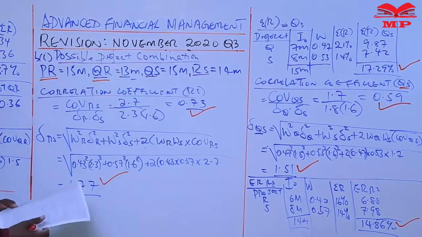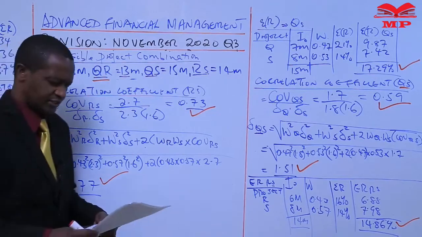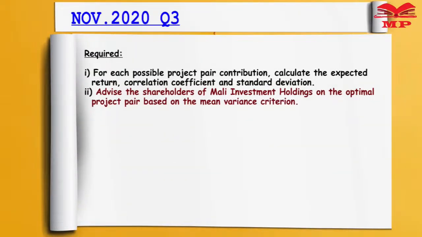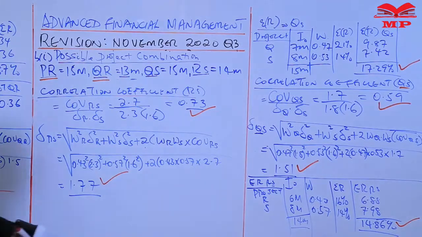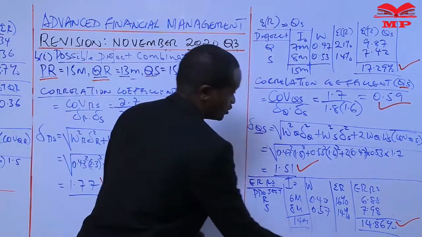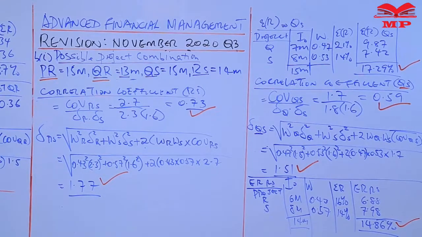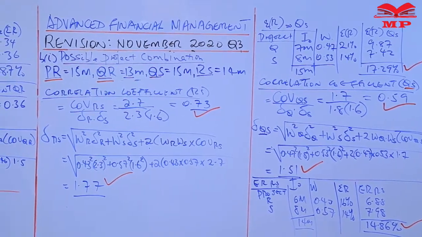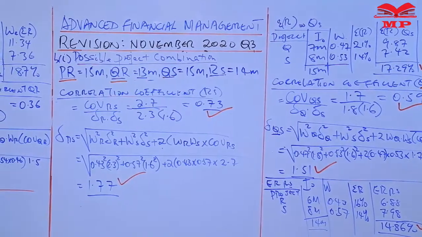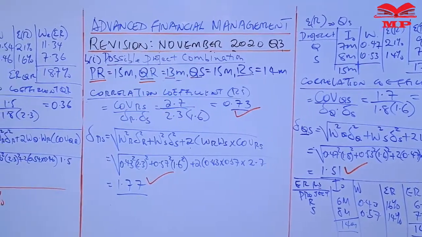So we are going to move to answer the second part of this question. Advise the shareholders of Mali Investment Holdings on the optimal project pair based on the mean variance. The mean variance is also known as the coefficient of variation.